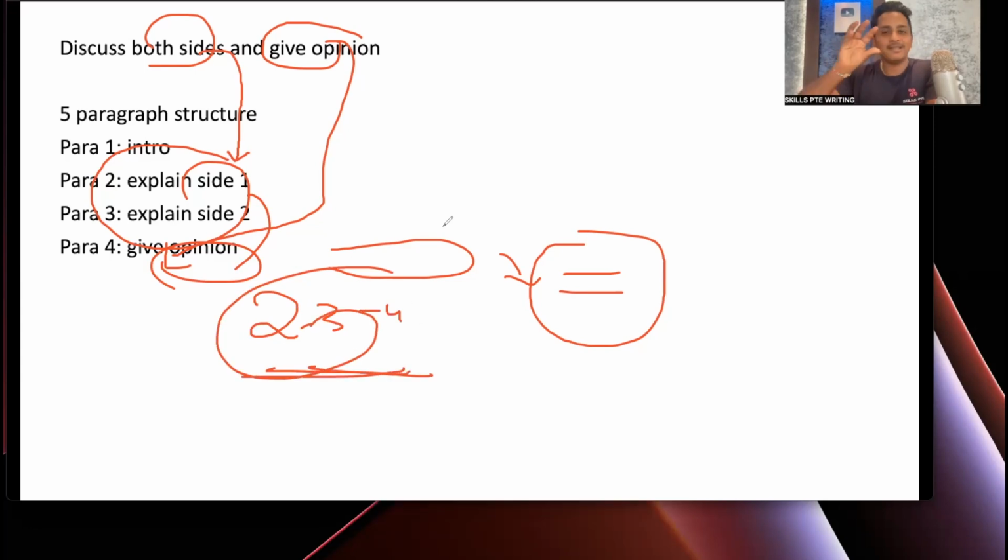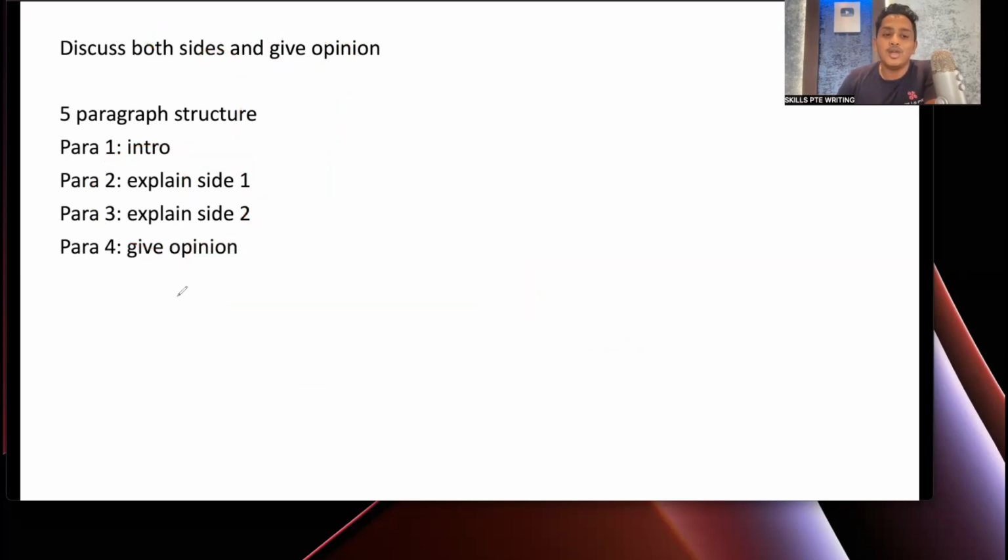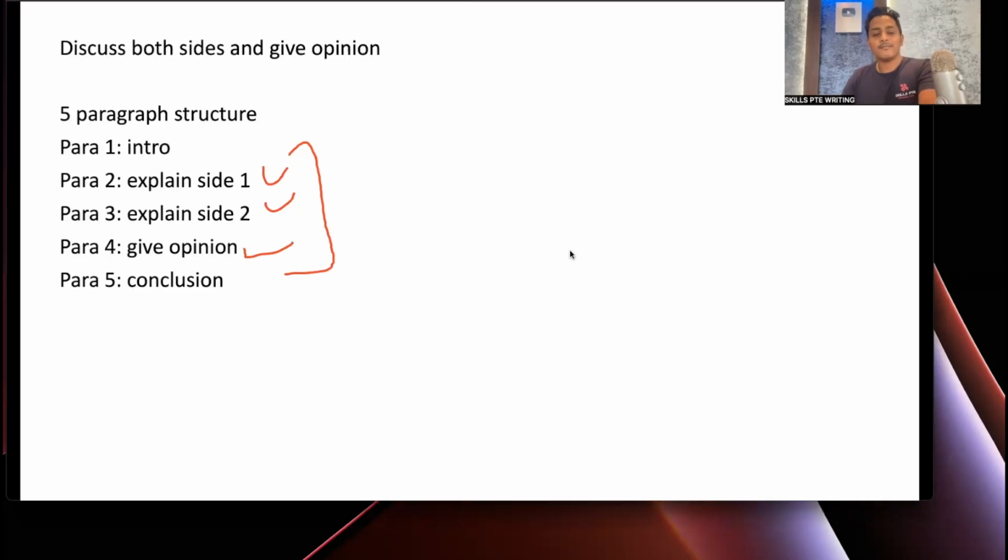I want this much big paragraph. Never write the conclusion in one line. So once you do this, you have 3 paragraphs. All the 3 you have to summarize and write in the conclusion.